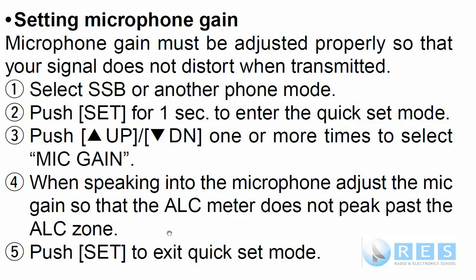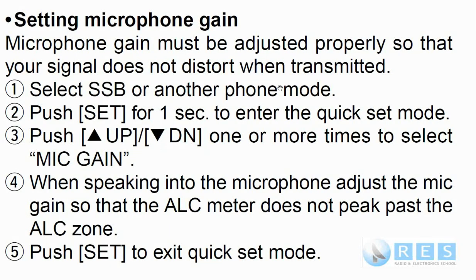Here it is. Setting the microphone gain. The microphone gain must be adjusted properly so that your signal does not distort when transmitted. Number 1, select SSB or another phone mode. A phone mode is radio telephony. Number 2, press the set button for 1 second and then enter the quick set mode, and so on. I'm not going to explain all of this to you, because you don't need to know it.